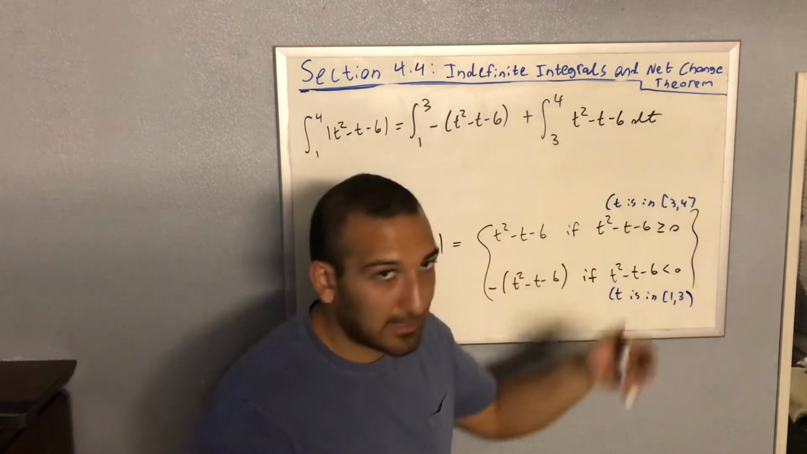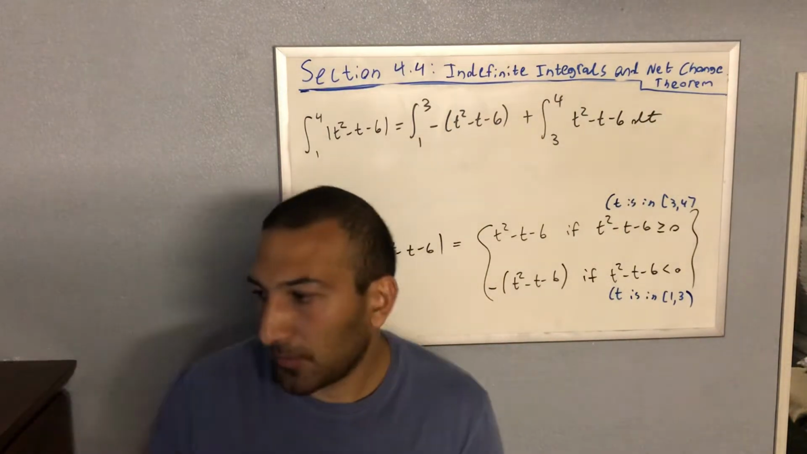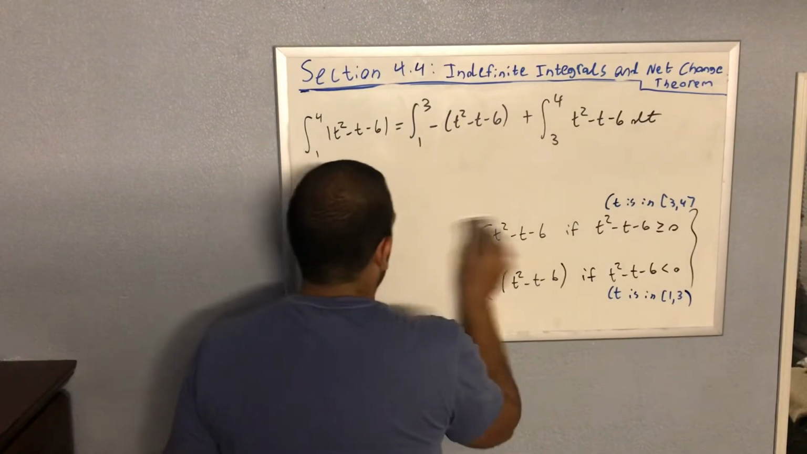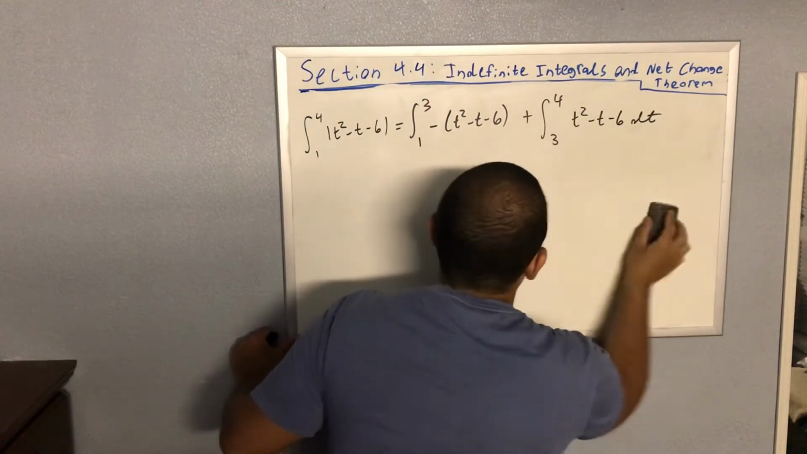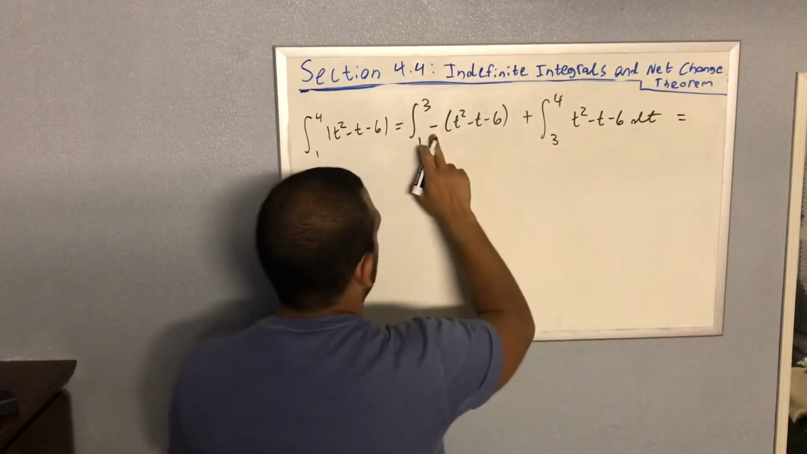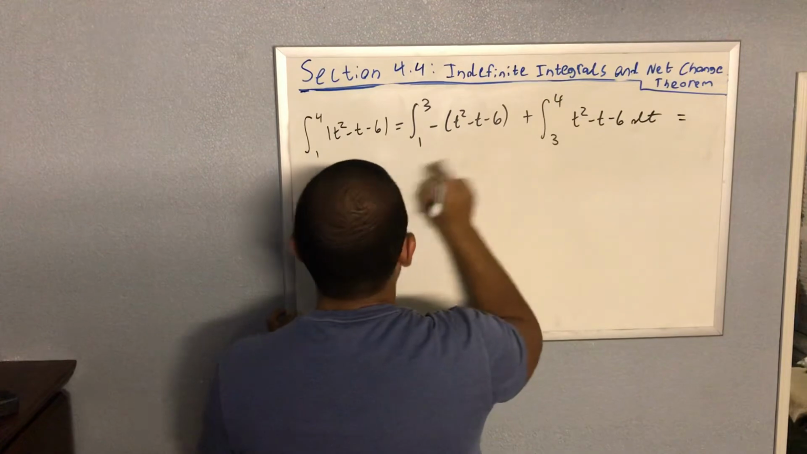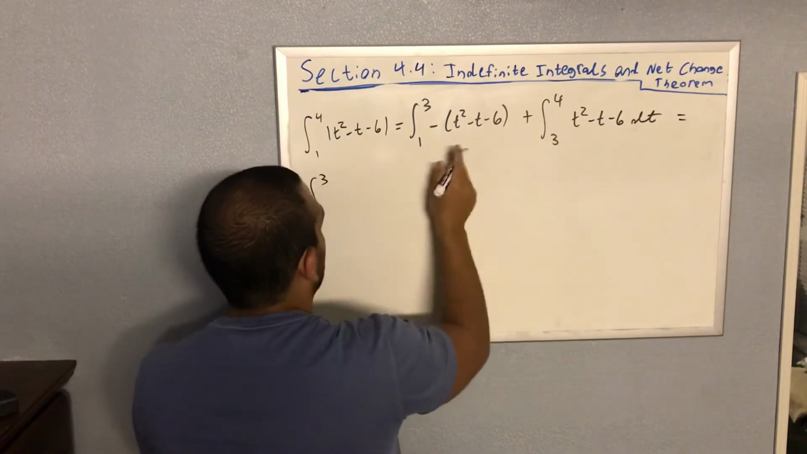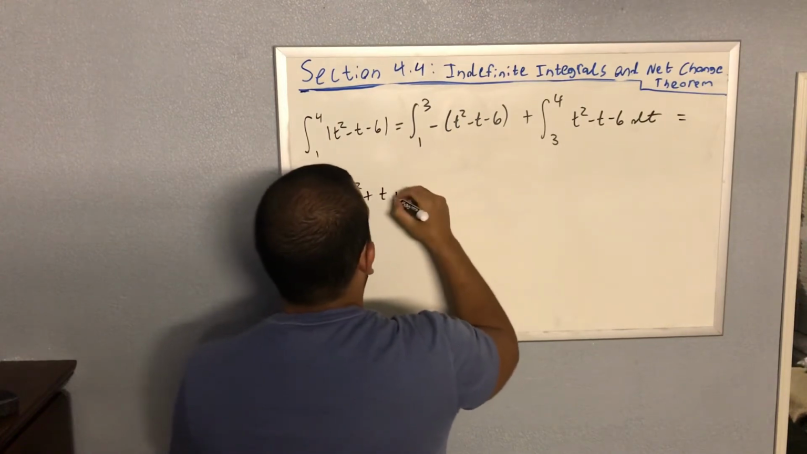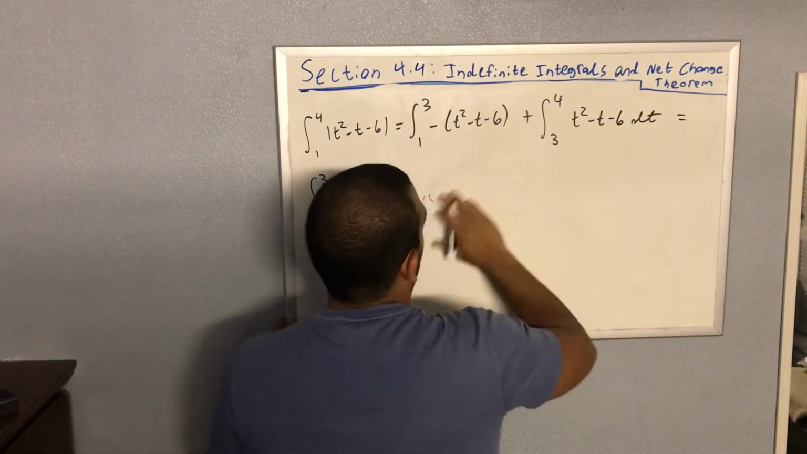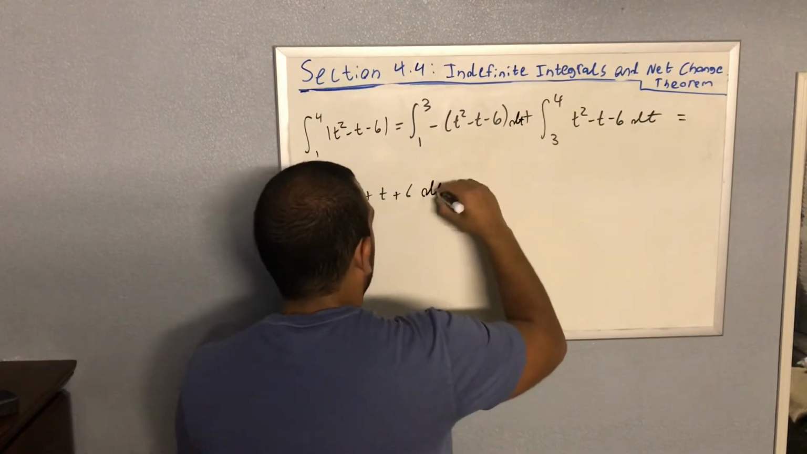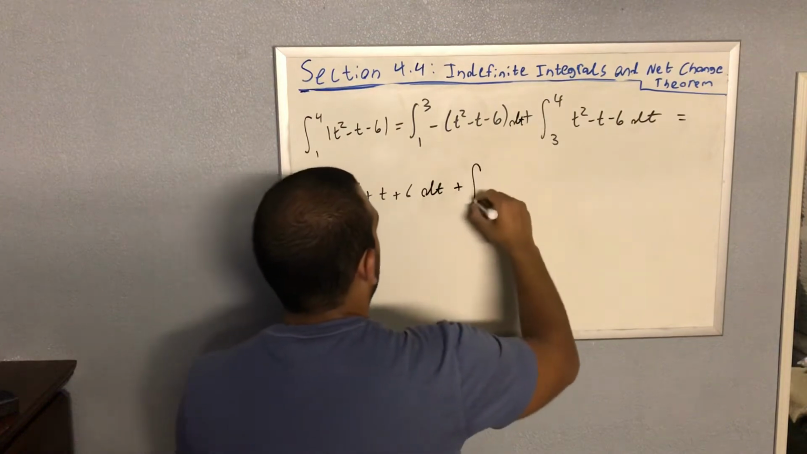And you can take this integral in a very similar way to how we did in the previous example, because once you do this small trick, you're done. This minus sign will distribute to each of these. So this really is the integral from 1 to 3 of negative t squared plus t plus 6. Oh, I did it again. I forgot the dt. The dt. And then plus 3 to 4.